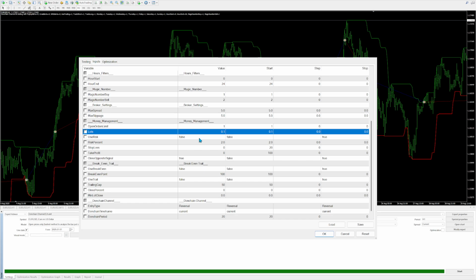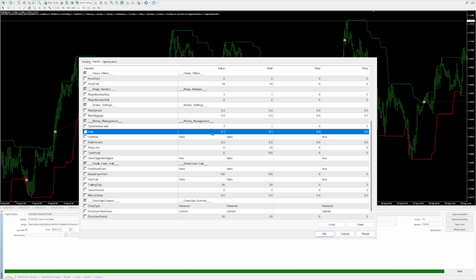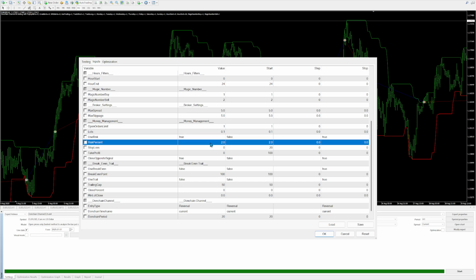Okay, lots. So if you have user set to false here, the EA will take a position size based on the lots you have set here in the lots field. Alternatively, if you have user set to true, you can set the risk percent you'd like to take per trade in the risk percent field. In this instance, that would be 2%.